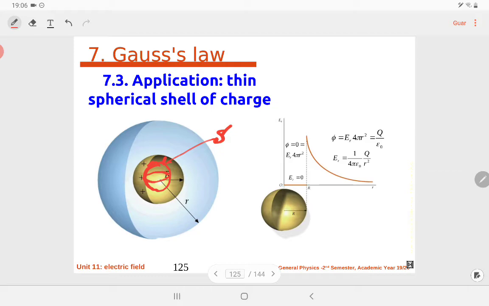So inside the shell, the electric field is 0, and then at this point, the electric field is equal to Q divided by 4 pi epsilon sub 0 big R squared, because this is this dimension, and then it just decreases with r squared.